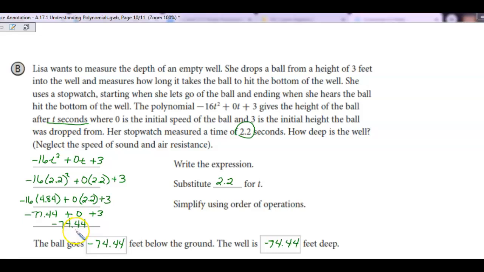And that means that the ball drops 74 and 44 hundredths of a foot below the ground, and therefore it is negative 74.44 feet deep.